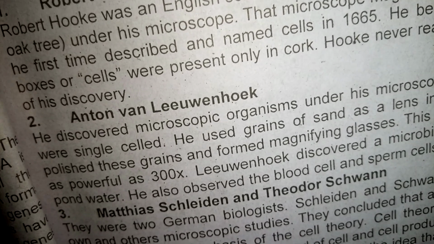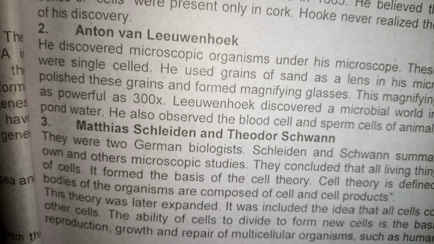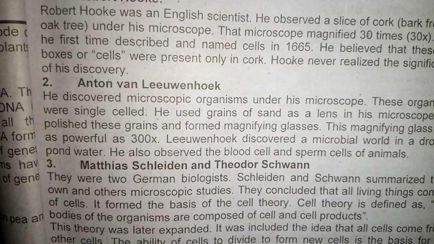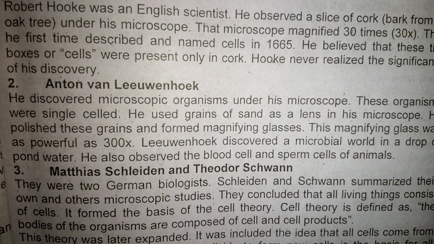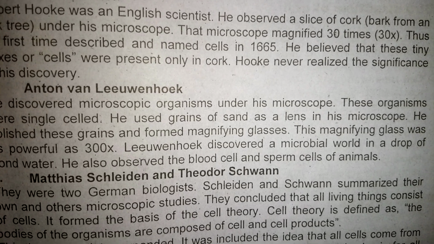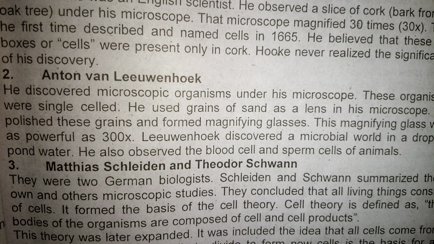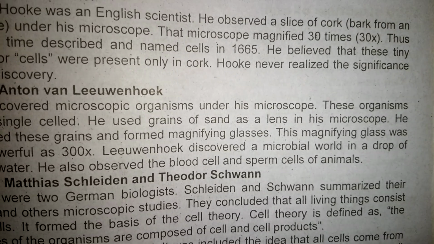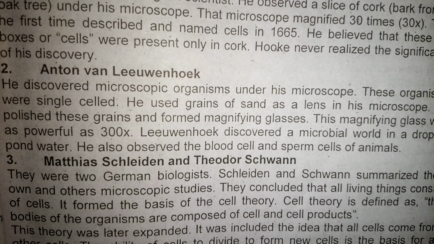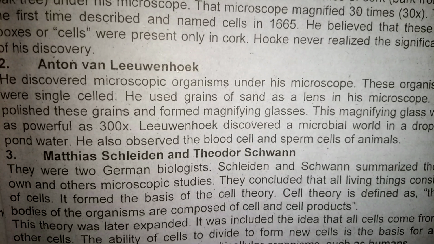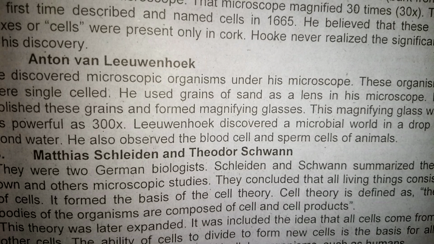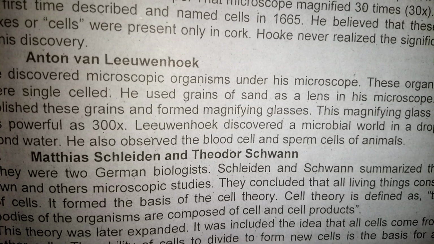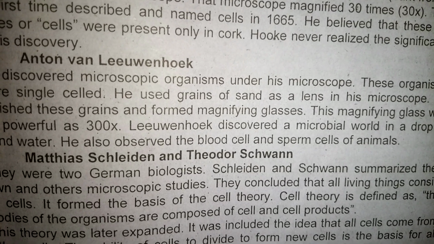Anton van Leeuwenhoek discovered microscopic organisms under his microscope. These organisms were single-celled. He used grains of sand as a lens in his microscope. He polished these grains and formed magnifying glasses. The magnifying glass was as powerful as 30x. Leeuwenhoek discovered a microbial world in a drop of water. He also observed the blood cells and sperm cells of animals.